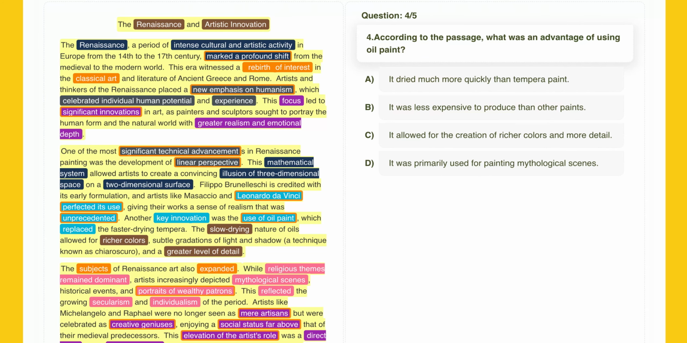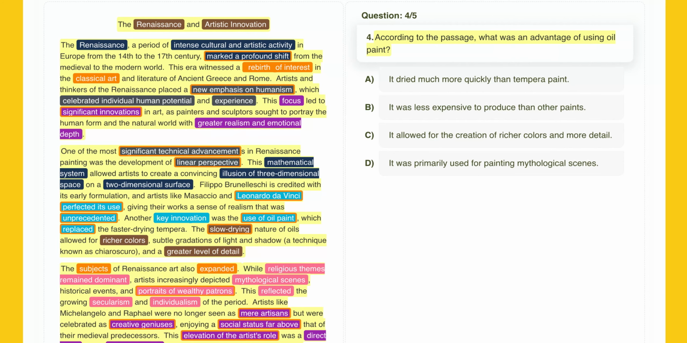On to the fourth question. This is a factual detail question. We just need to find the specific part of the text that mentions oil paint. According to the passage, what was an advantage of using oil paint? We are looking for an advantage of oil paint. Let's look back at the end of paragraph 2. It mentions that oils replaced tempera and then lists what they allowed for. Those allowed for items are your advantages. Scan for those specific benefits.